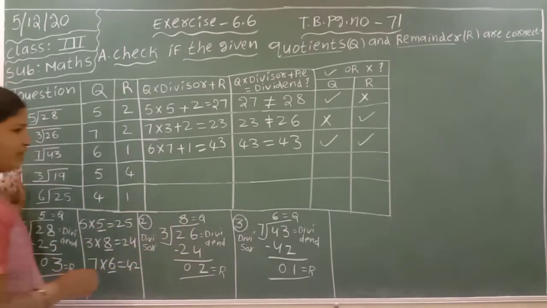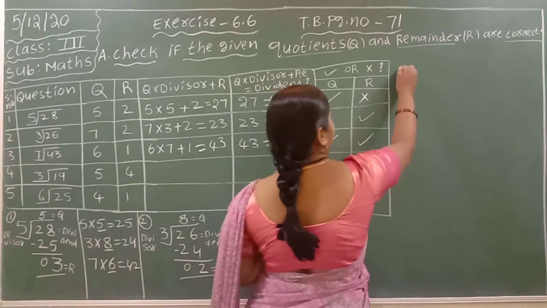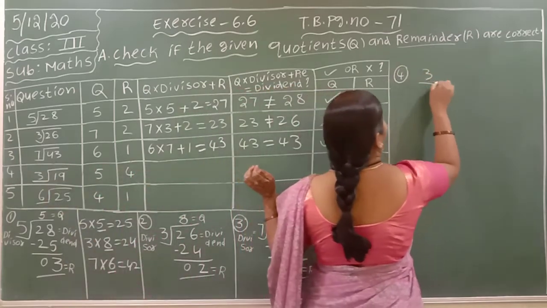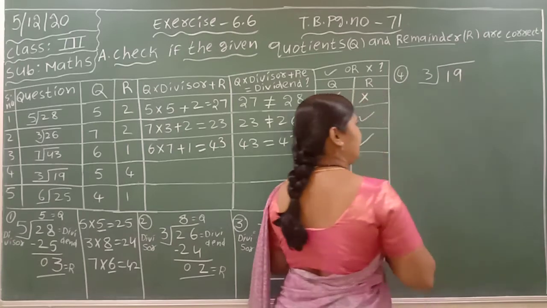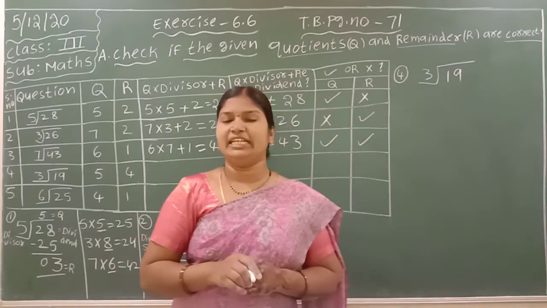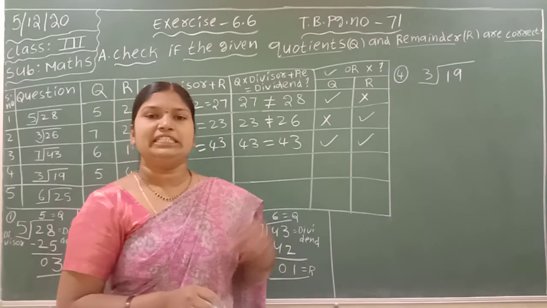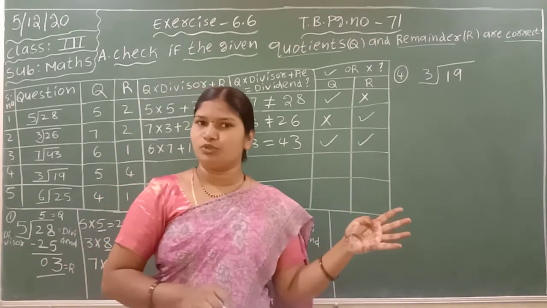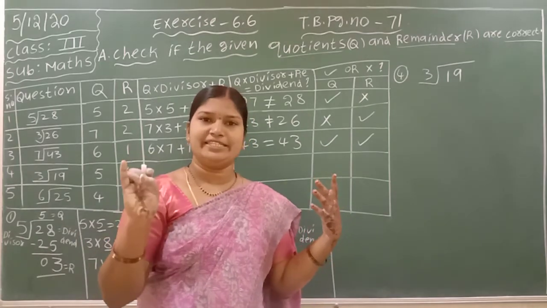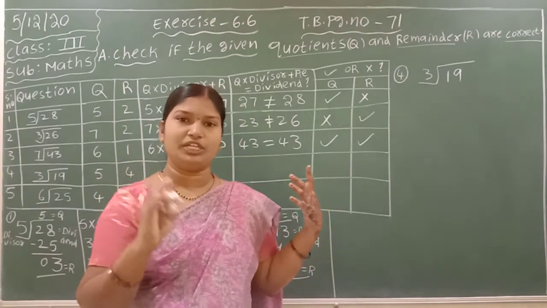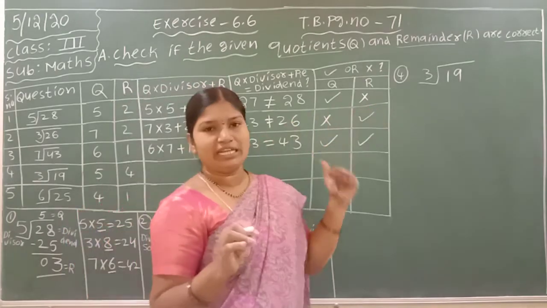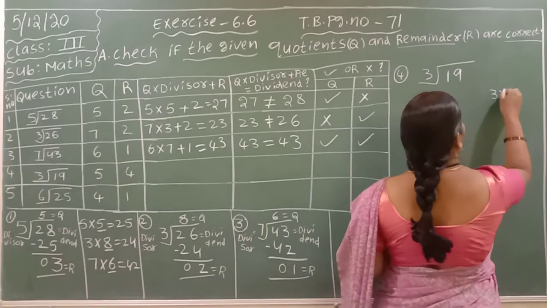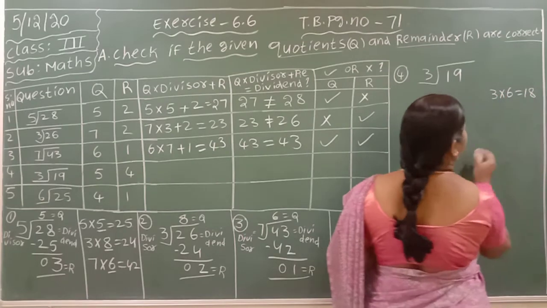That is fourth one. 3 divided by 19. Read the 3 table. In 3 table we will get 19. 3 1 is 3. 3 2 is 6. 3 3 is 9. 3 4 is 12. 3 5 is 15. 3 6 is 18. 3 7 is 21. It is a big number. So you have to take 3 6 is 18. 3 into 6 is equal to 18.